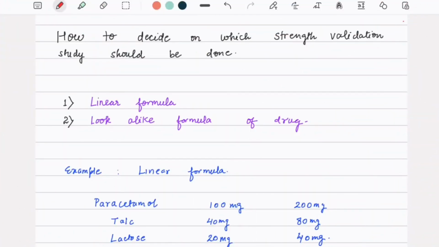We have a very interesting question. Whenever we perform method validation, a question comes to our mind: on which strength should the validation be performed? Now the answer to this question is that the formulation which has more quantity of placebo in it, on that strength the validation is performed. Okay, this is the one line answer to this question.